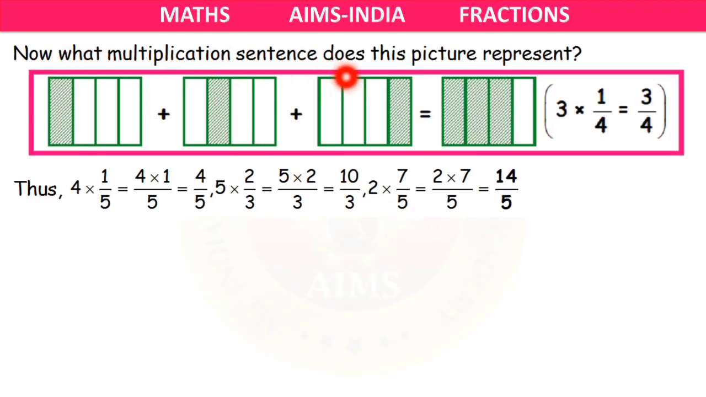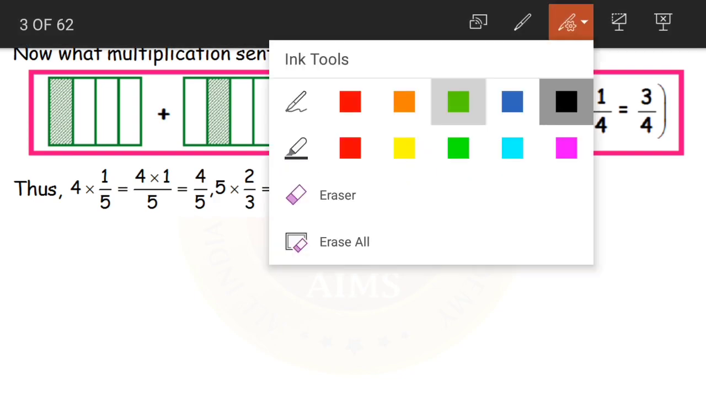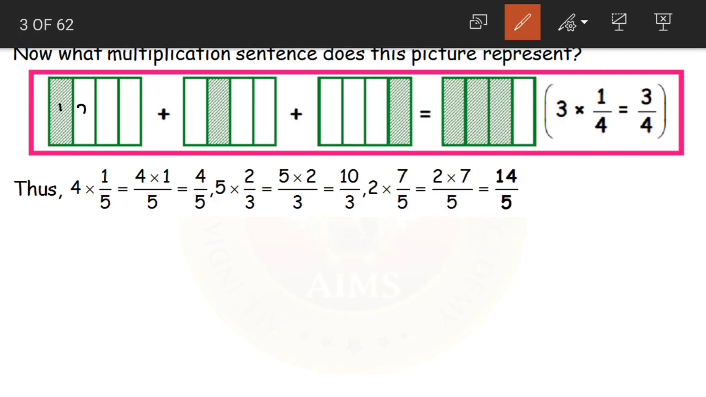Now what multiplication sentence does this picture represent? Here we have 1, 2, 3 boxes, and 4 parts in each box: 1, 2, 3, 4. Among these 4 only one part is shaded. So how will we represent it as a fraction? 1 shaded part divided by 4. Yes, 4 is the total number of parts.